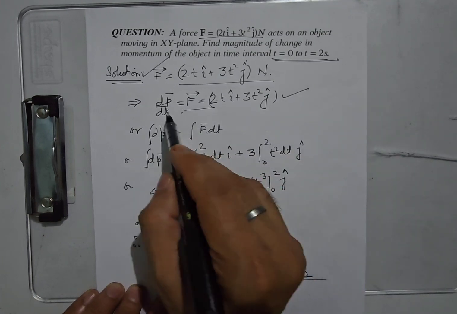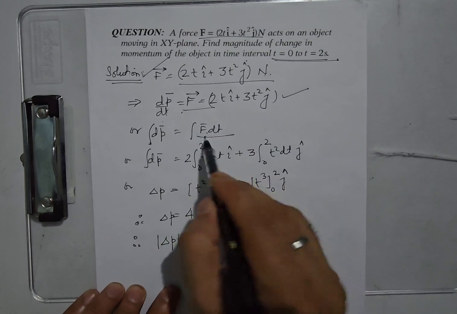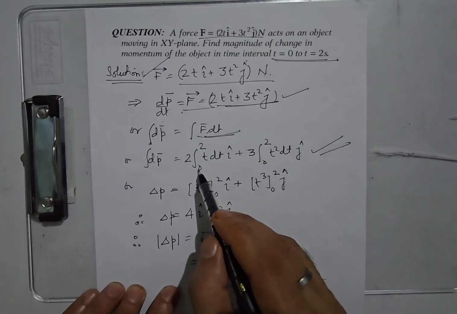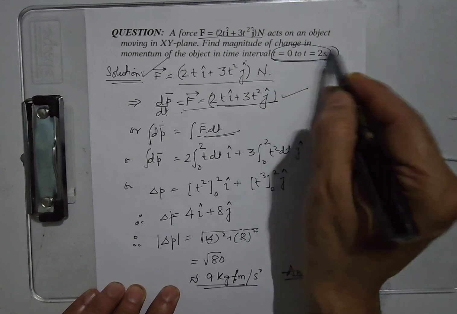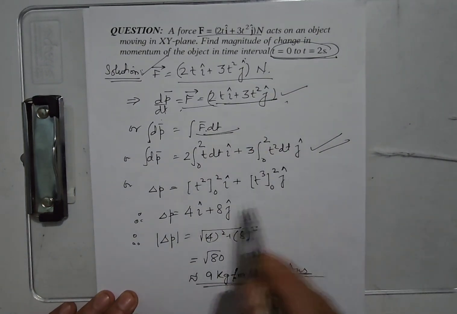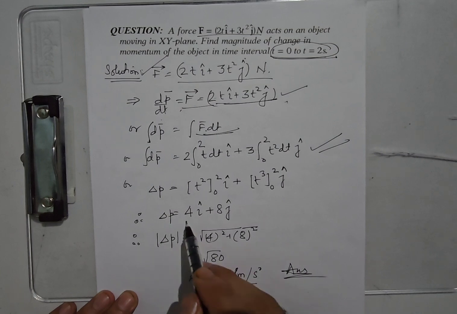Now what is dp, the change in momentum? You integrate the equation on both sides, with 2 taken out. As you can see here, it is a simple integral with limits 0 to t, because I am asking for 0 to 2 seconds. So you integrate the expression over that limit and put in the values. You get delta p equal to 4i plus 8j.